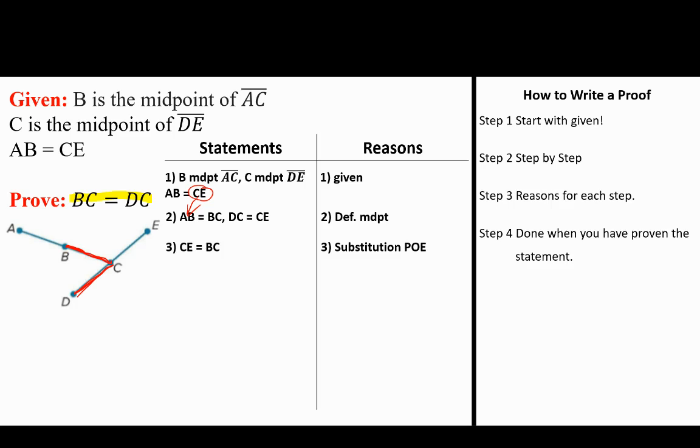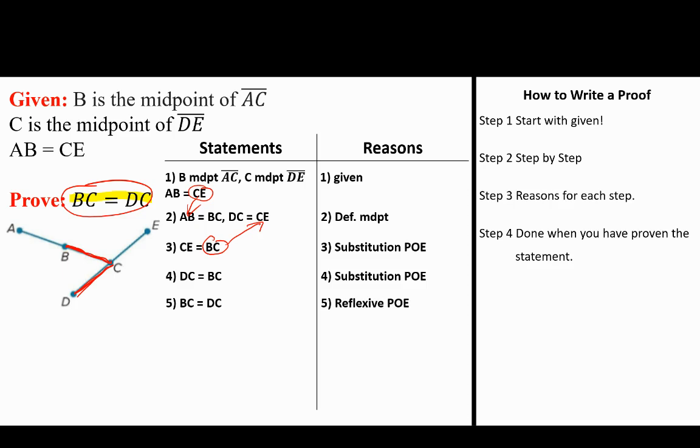Now, that's all good and well, but I also know that now that CE equals BC, I can substitute that in there. And I get my fourth statement that DC equals BC. Once again, because of the substitution property of equality. Well, now I've got DC equals BC, which is really close to what I'm trying to prove, but it doesn't match exactly, and it should. So what we're going to do is flip those around and say BC equals DC. And that, ladies and gentlemen, is the reflexive property of equality.